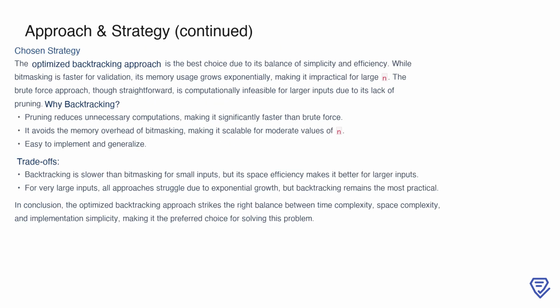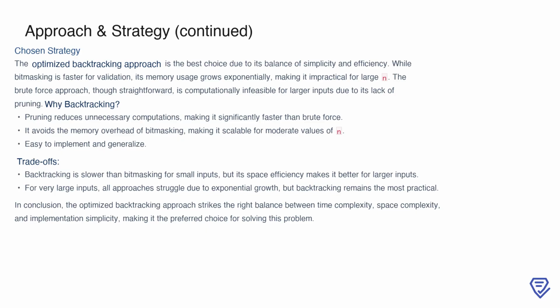After evaluating the different approaches, the optimized backtracking approach emerges as the best choice due to its balance of simplicity and efficiency. While bit masking offers faster validation, its memory usage grows exponentially, making it impractical for larger values of N. The brute force approach, though straightforward, is computationally infeasible for larger inputs because it lacks any mechanism to eliminate redundant computations. Backtracking, on the other hand, strikes a balance by using pruning to reduce unnecessary computations, significantly improving speed compared to brute force. It also avoids the memory overhead of bit masking, making it scalable for moderate N.